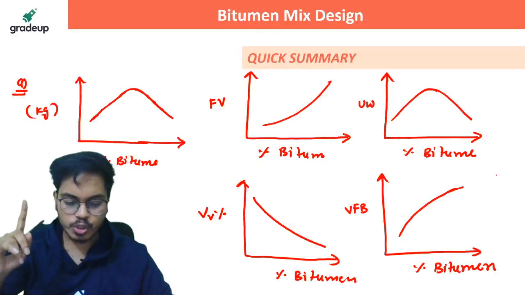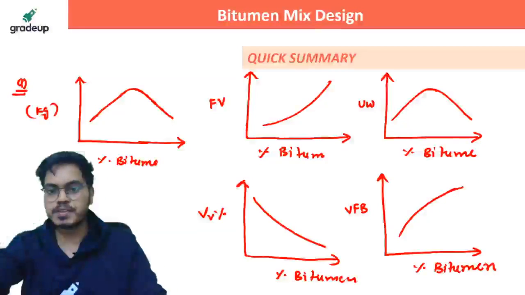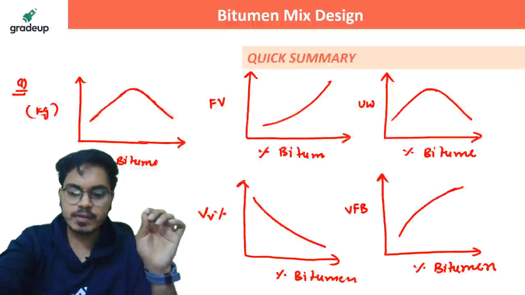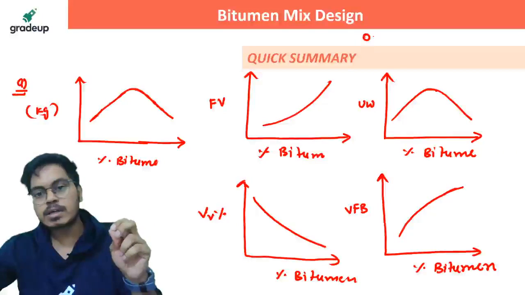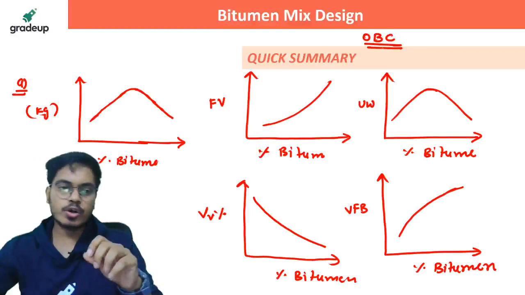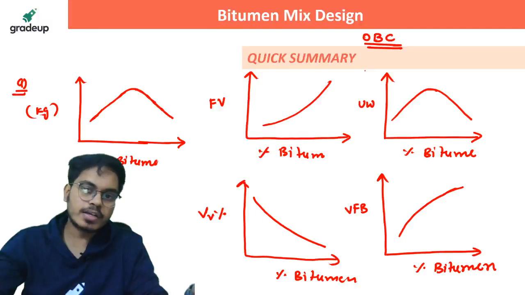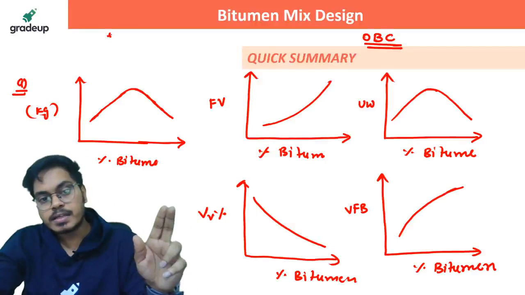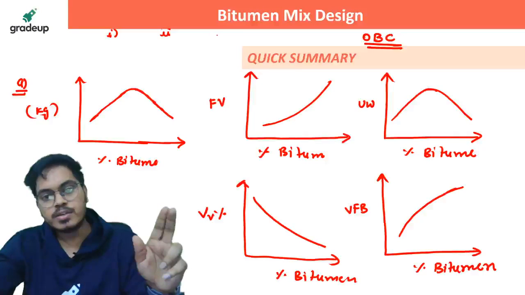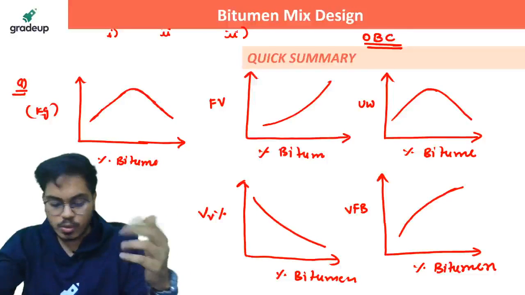Now why have I told you this? Because with the help of these graphs, we have to get the value of optimum binder content. Now how to get the optimum binder content? Optimum binder content is the average of three values. What are those three values?